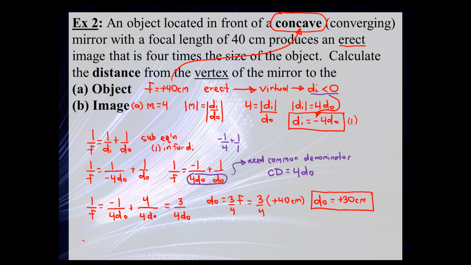B is super easy to do because now that we have do, we can just go back and use equation 1. So equation 1 was di is equal to negative 4do. Plug the numbers in. do is positive 30 centimeters. And then I would get di is equal to, well, we're doing two significant digits, so it would be negative 120, but in scientific notation, 1.2 times 10 squared centimeters to two significant digits.